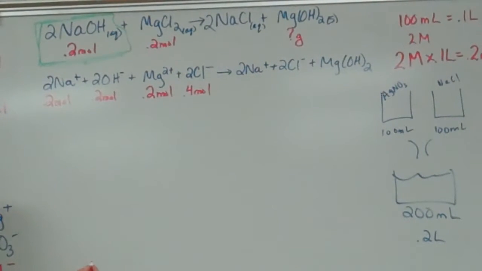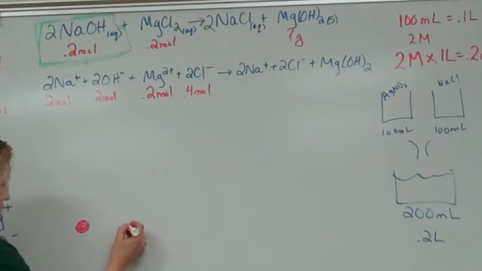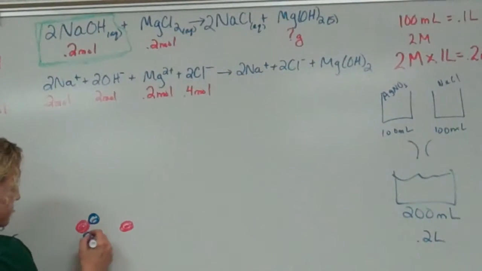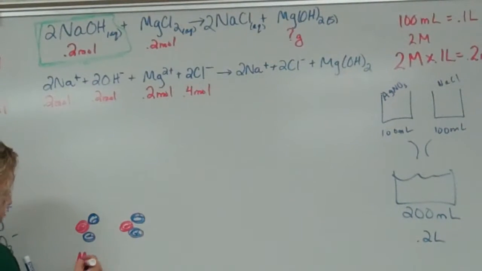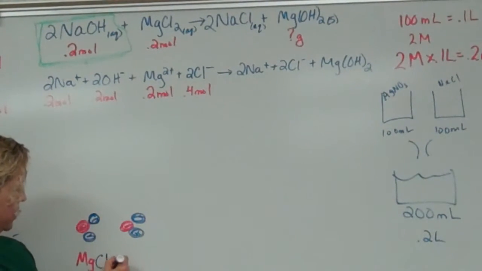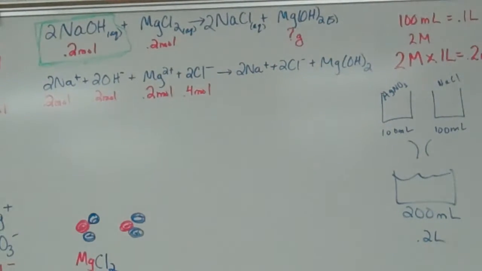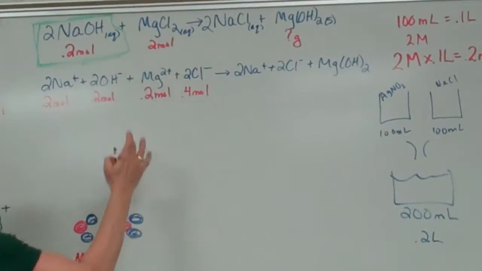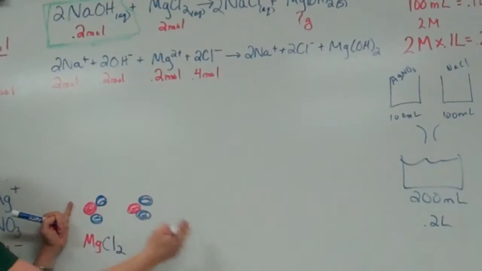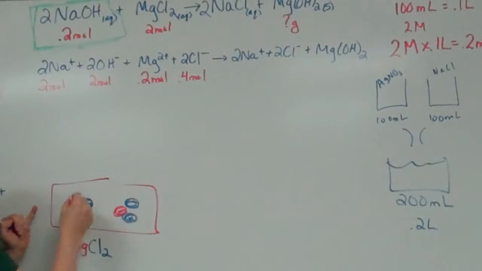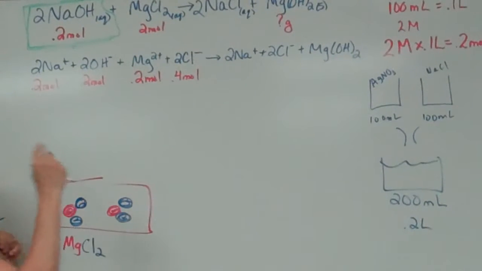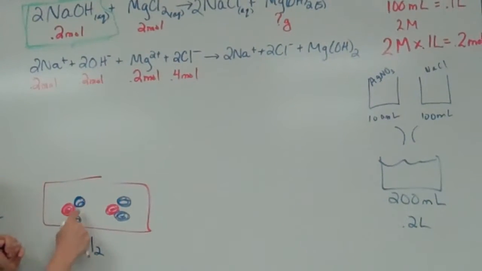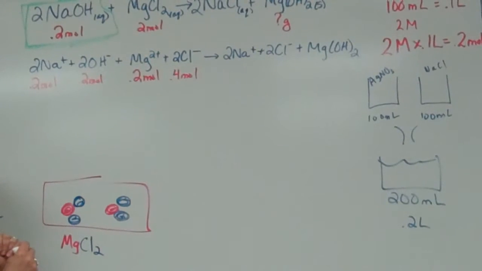Remember, if this is magnesium, let's draw two magnesium chloride formula units. If this is representing Mg, and here's our Cl2. Let's assume we have 2 moles, and this is representing the 2 moles. In 2 moles of this, how much magnesium do we have? How much red do we have? 2, 2, 2.